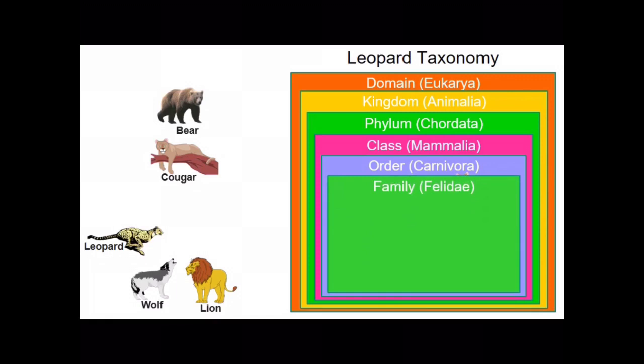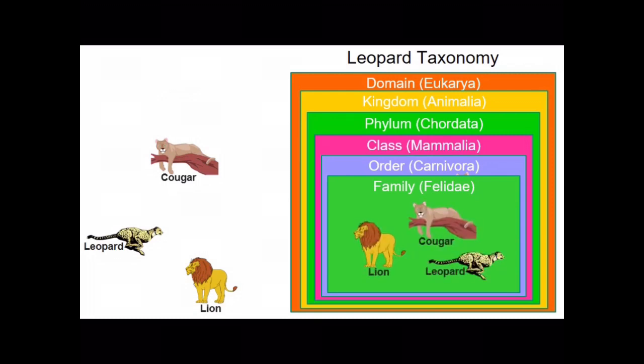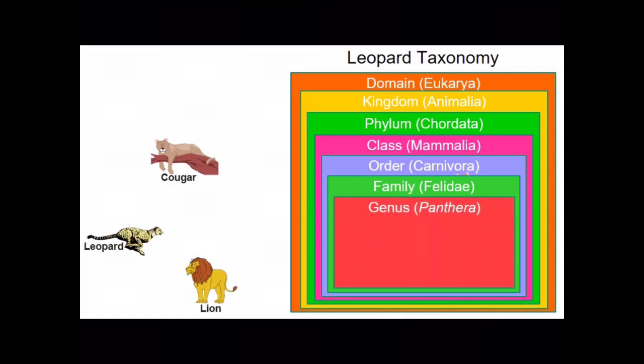Leopards are in a family by the name of the Felidae, the feline family. Well, that would eliminate the bear and the wolf. Bears and wolves are not cats. And so in the Felidae family, we have these three, the lion, the cougar, and the leopard. But even at this lower level, you can see it's still kind of broad.